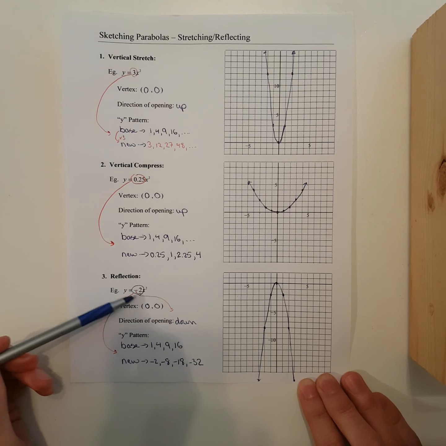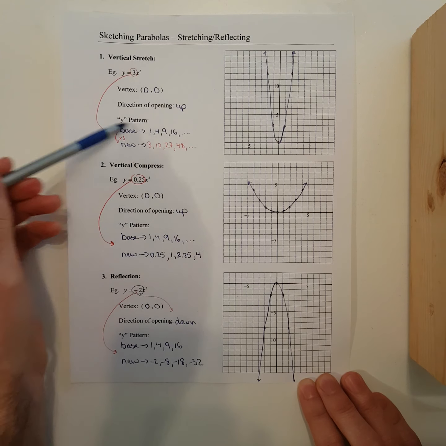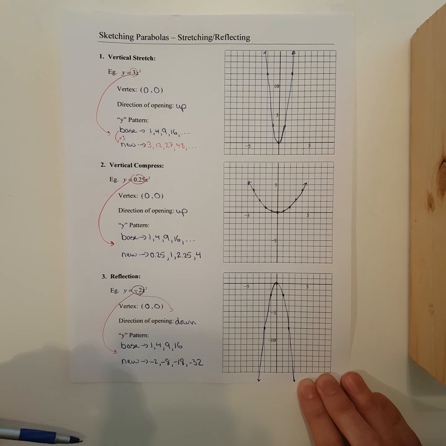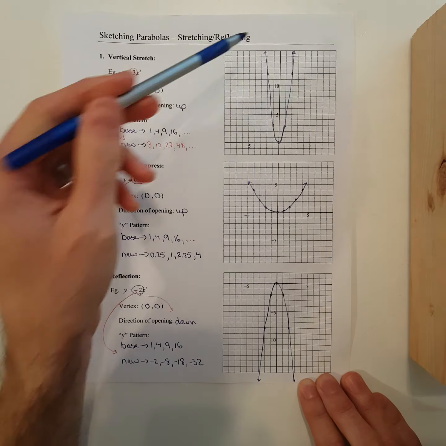All we do is take what that number is that we're multiplying by, and we take our original y pattern for our base parabola and multiply it by that new number. And that will create this new y pattern that we can now use to graph our parabola.